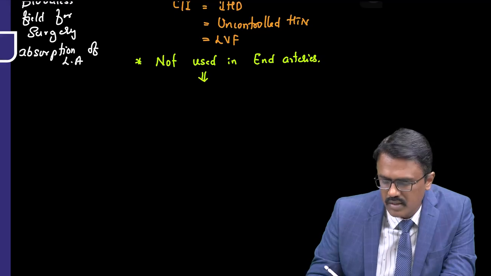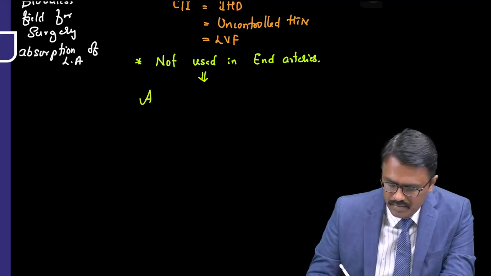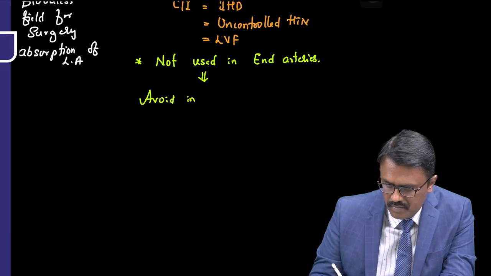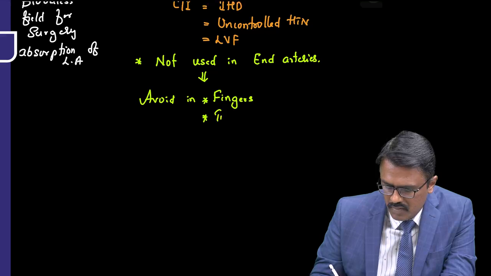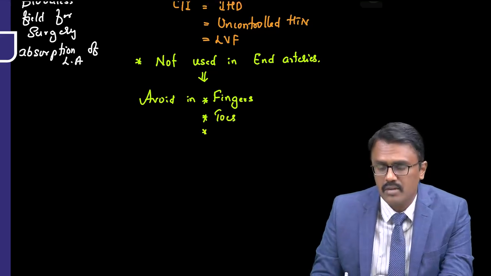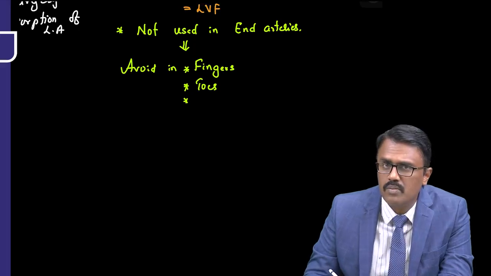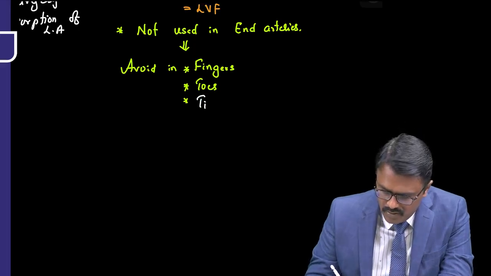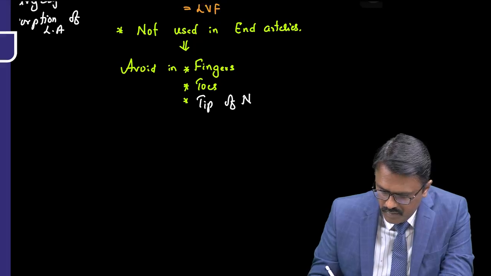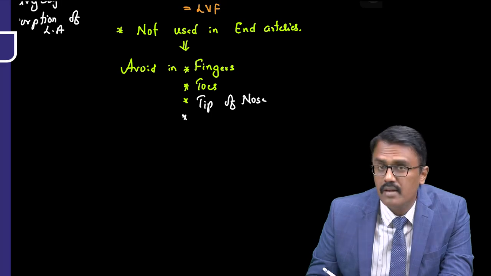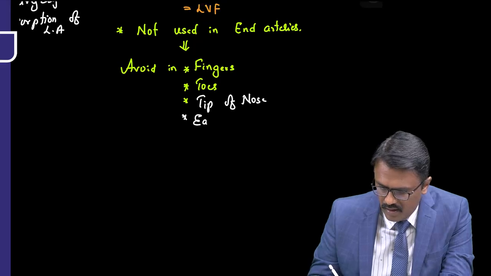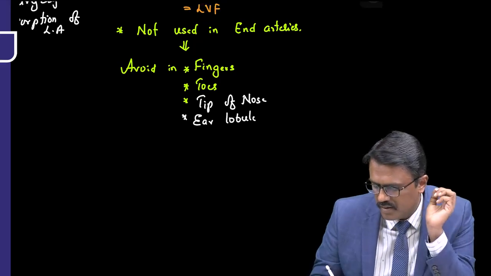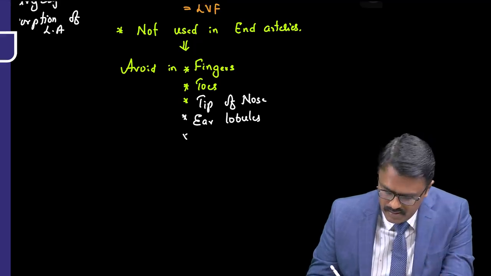So what are the places where there are end arteries? Avoid in the tip of the fingers, toes. Suppose somebody has a toe injury and if you start suturing that, he will lose the toe. Then the tip of the nose. So again, there is a correlation between your anatomy and pharmacology. Then ear lobules, they also have end arteries, and the penis.